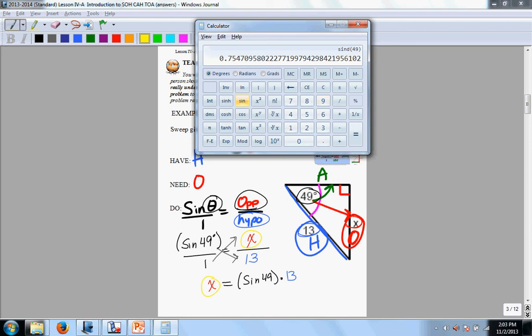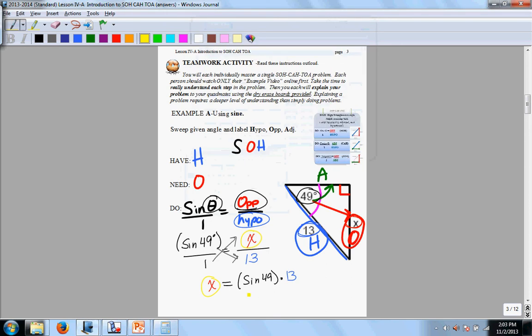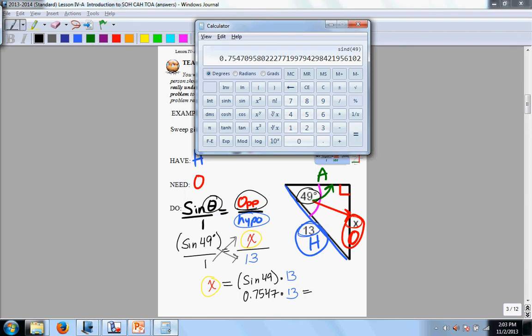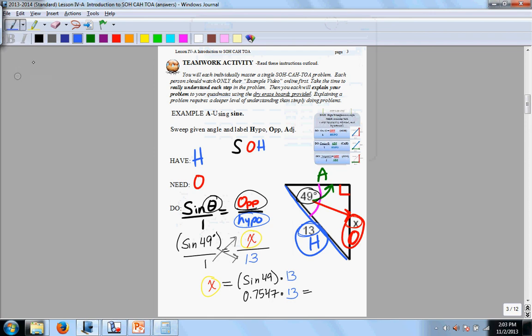We take it to the 4th decimal place, which is 0.7547. That's going to equal our x. So I take that decimal, and we're going to times it by 13, round it to the 10th place, which in this case is 9.8. So our value of x here, right here, our opposite side, is 9.8.